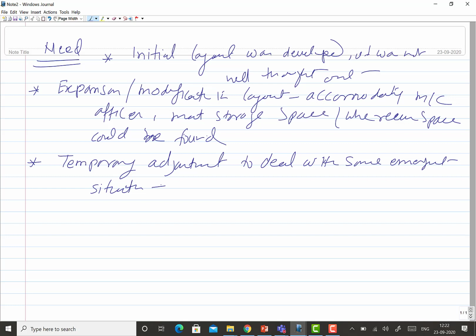Even after development of the normal situation, continuation of the temporary adjustment might lead to a poor layout setup. So the temporary adjustment which was done to deal with some emergent situation, like a sudden increase in demand, is allowed to continue even after the normalcy. So that is another possible reason which would be leading to unnecessary extra movement of man or material.